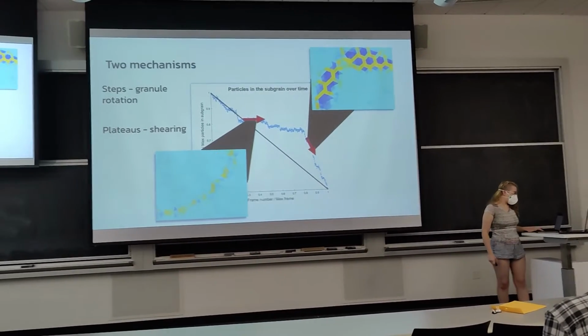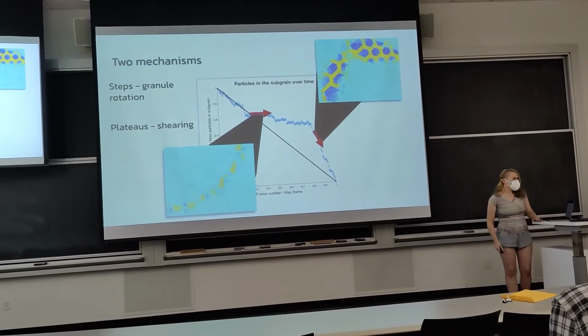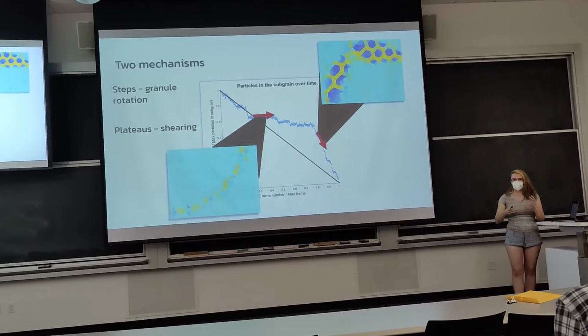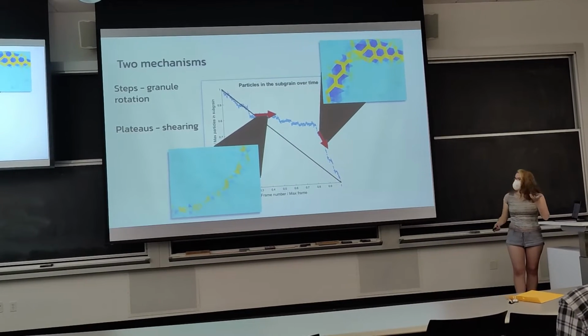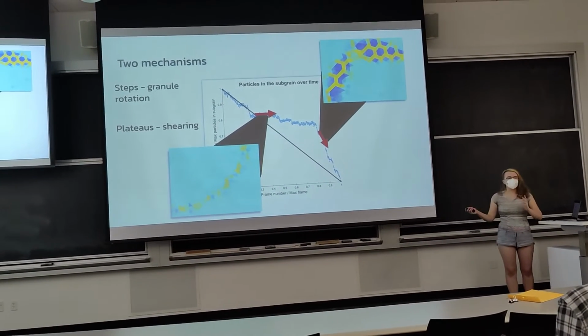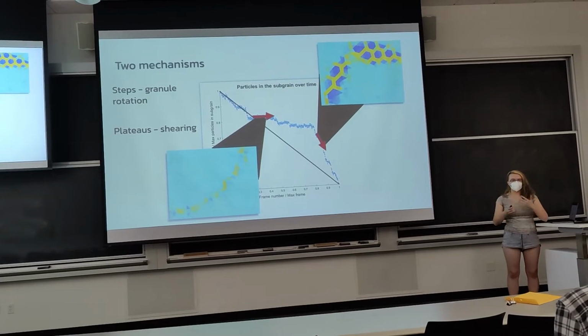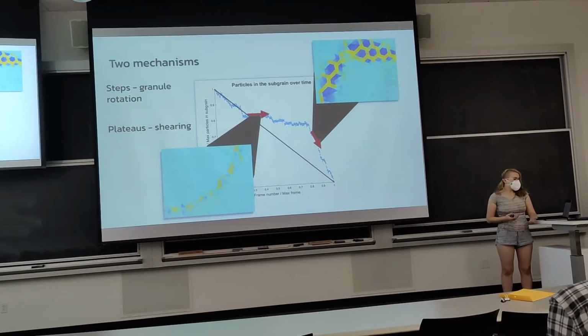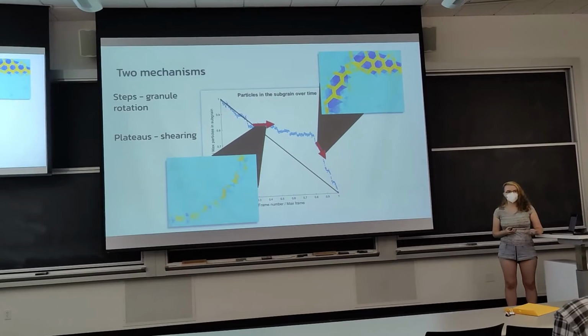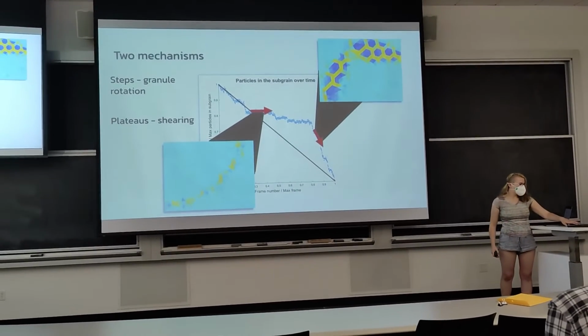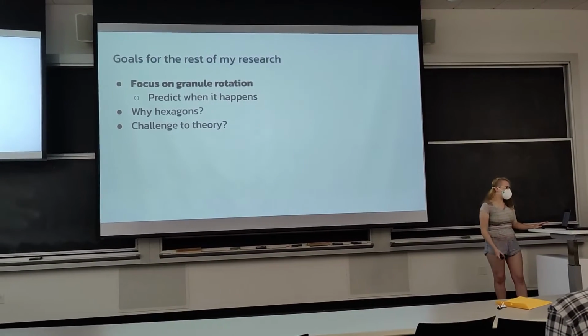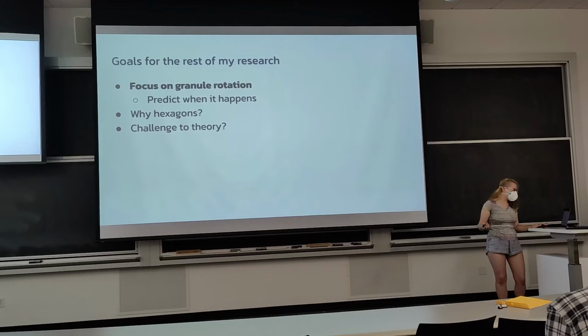So where does that leave us here? We have 2 mechanisms, granule rotation, which is the hexagonal rotation, and shearing effects. They correspond with different regions along granule dissolution, and so we know that we potentially have a case against the continuum theory prediction. At this point, you might be thinking, what is Helen doing with her research?